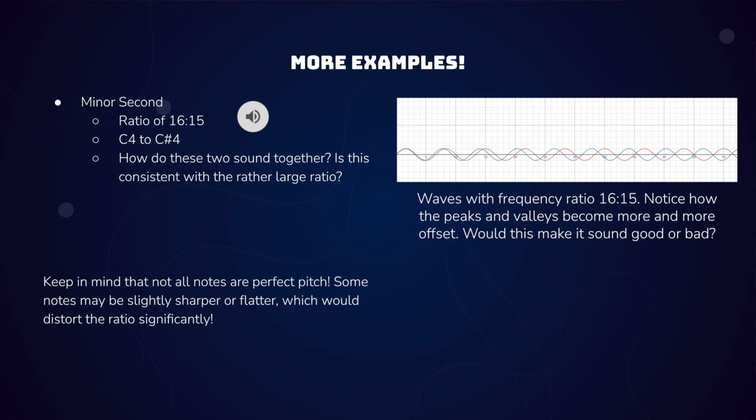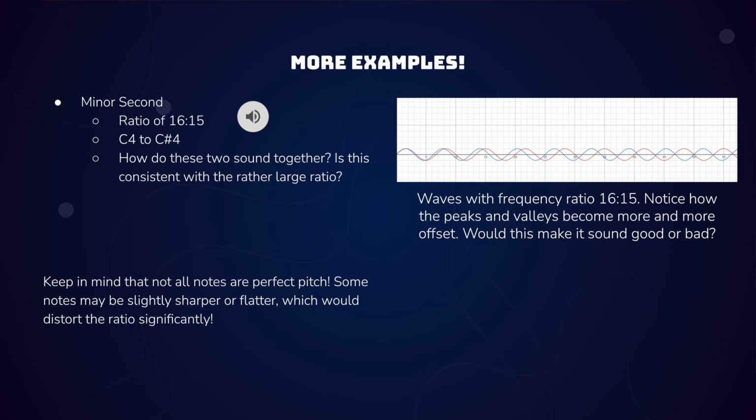So in the example that we gave out just now, the minor second notes was C4 to C sharp 4. And now you might have noticed that these two notes did not sound very well together. Well, this is because the ratio of these two notes is 16 to 15. And because the ratio of these two notes is so big compared to the ratio of notes like octaves or thirds, these notes clash more together than other chords.